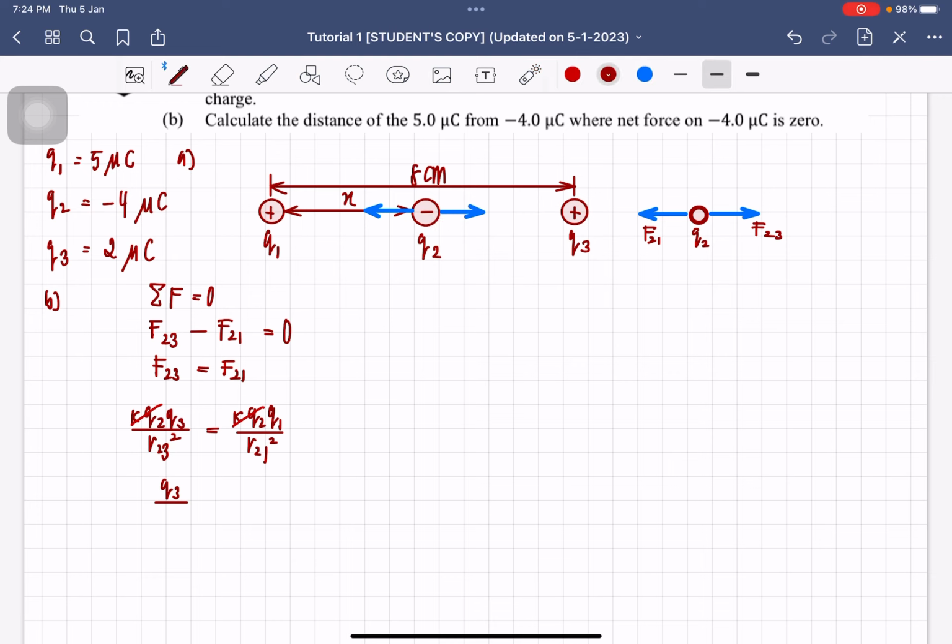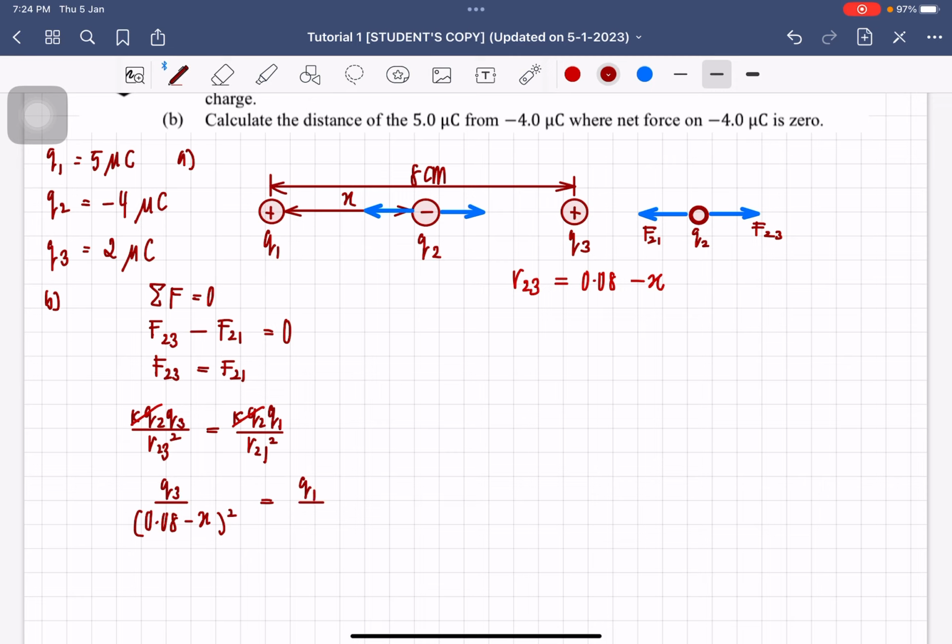Okay. So if we write it here, R23 is basically 0.08 minus X. Okay, so we can write that into our formula, 0.08 minus X. So don't forget to square them. And then we have Q1 over something.